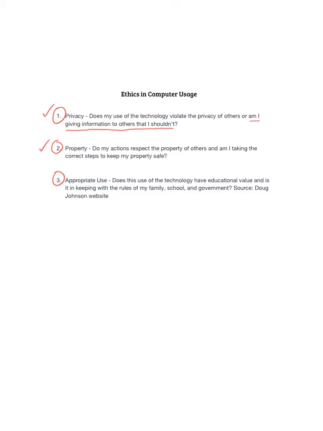Okay, and last, number three is appropriate use, and I think most of us know what it means to use something appropriately. It needs to answer the question, does this use of the technology have educational value, and is it in keeping with the rules of my family, school, and government? And what that looks at is, for an example, are you using something the way it was intended to be used? So for an example, you have an iPad that you are issued for school use to use in the classroom on your assignments, on your schoolwork.